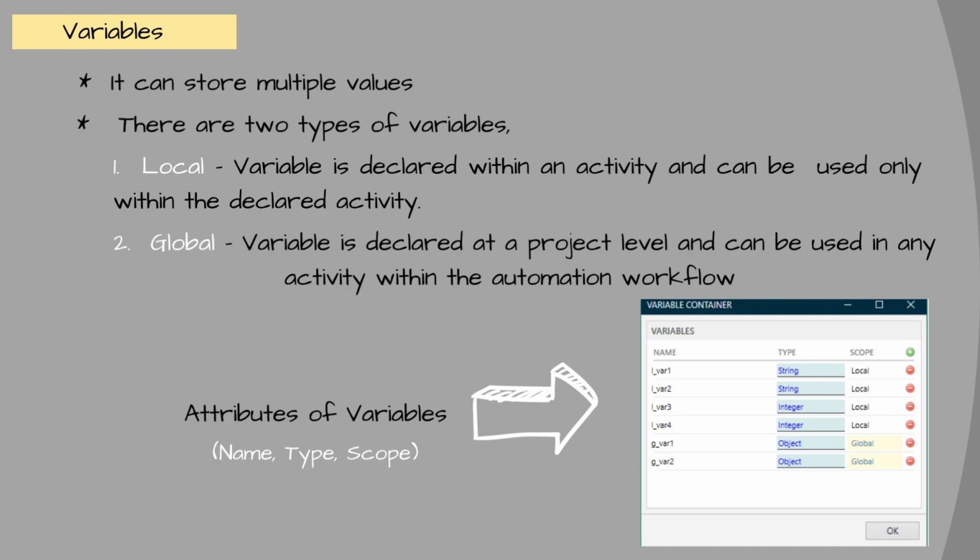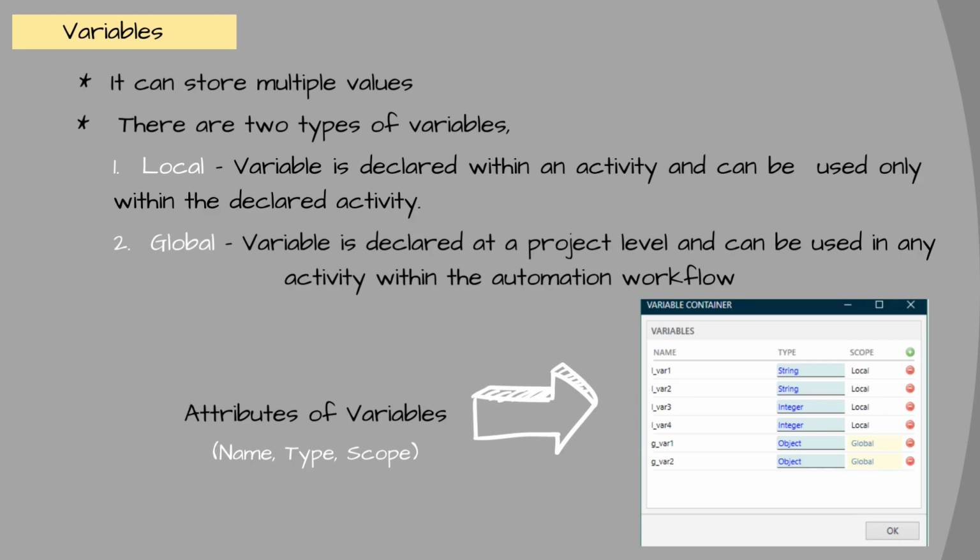A local variable is declared within an activity and it can be used only within the declared activity, like we have different activities for a single automation. So local variables are something which is created within the defined activity and it can be used only within the declared activity. Coming to the global variable, which is declared at a project level and it can be used in any activity throughout the entire project.